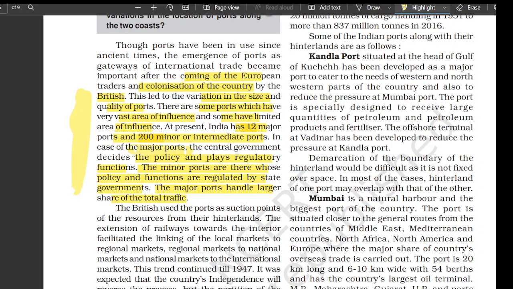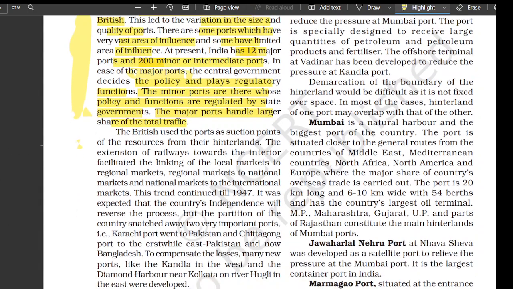All right, moving ahead. The British used the ports as suction points of resources from their hinterlands. The extension of railways towards the interior facilitated the linking of local markets to regional markets to national markets, and national markets to international markets. This trend continued till 1947.